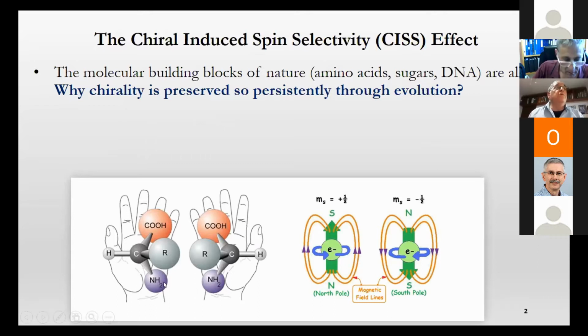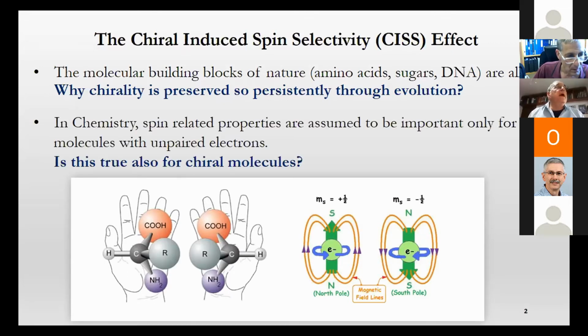Chirality in molecules means simply the structure of the molecule, the equilibrium structure, and it can be right or left-handed. And chiral molecules are really important because they play a major role in nature. Amino acids, sugars, DNA, all are chiral. An interesting question is why chirality is preserved so persistently through evolution. Also, in evolution, chirality was maintained with no mutation. And the question of why it was important for nature to preserve chirality, I will try to answer part of this question.